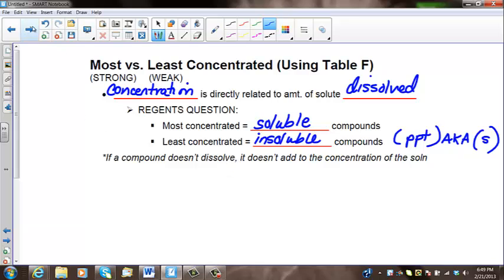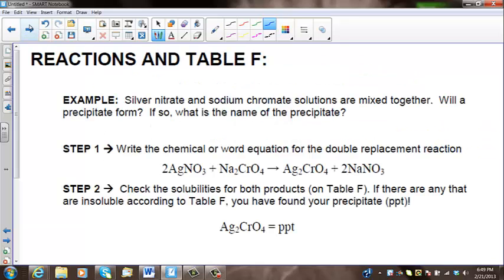All right, let's look at a couple of examples. And this is what we were actually doing in class today, but we had already used Table F in a previous lesson. Silver nitrate and sodium chromate solutions are mixed together. Will a precipitate form? First question. And number 2, if so, what is the name of the precipitate?